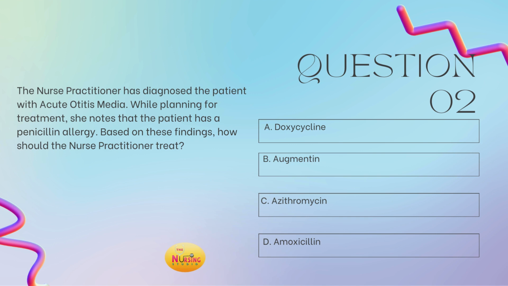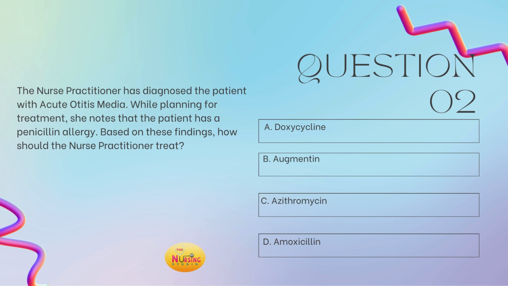So think the A's. But here it lets you know that there's a penicillin allergy, right? So we know we can eliminate D, amoxicillin, because they're allergic to penicillin. Although that's the first line therapy, they're allergic, right? Then next, you can eliminate Augmentin, because what is Augmentin? Augmentin is a combo medication with amoxicillin and clavulanic acid together. So still, penicillin is included, so eliminate Augmentin.